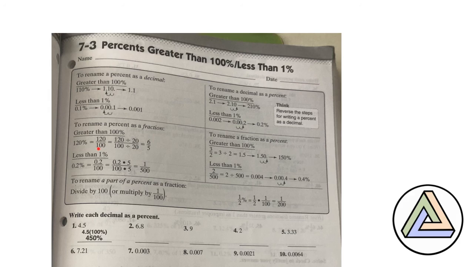The greatest common factor of 100 and 120 is 20. So you divide 100 by 20, that gives you 5. You divide 120 by 20, that gives you 6.